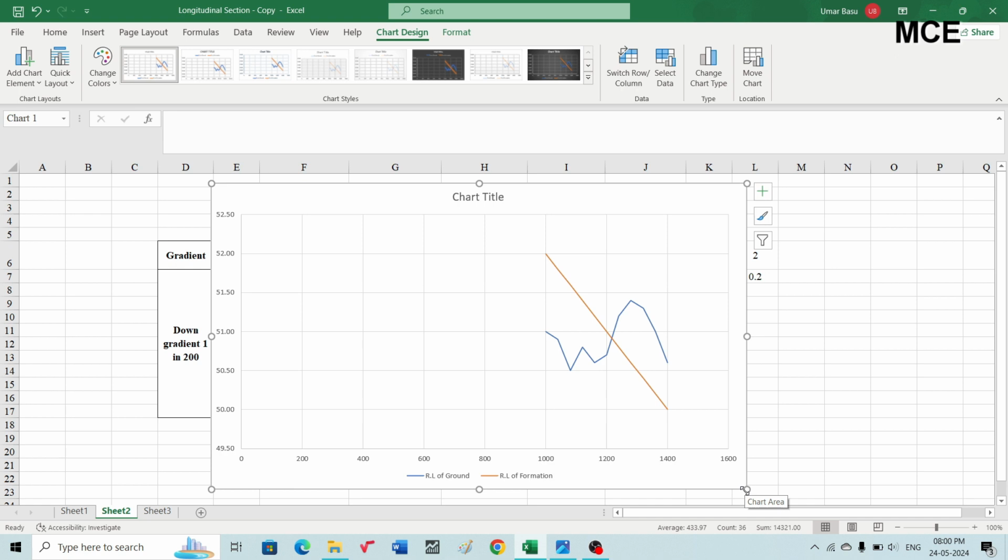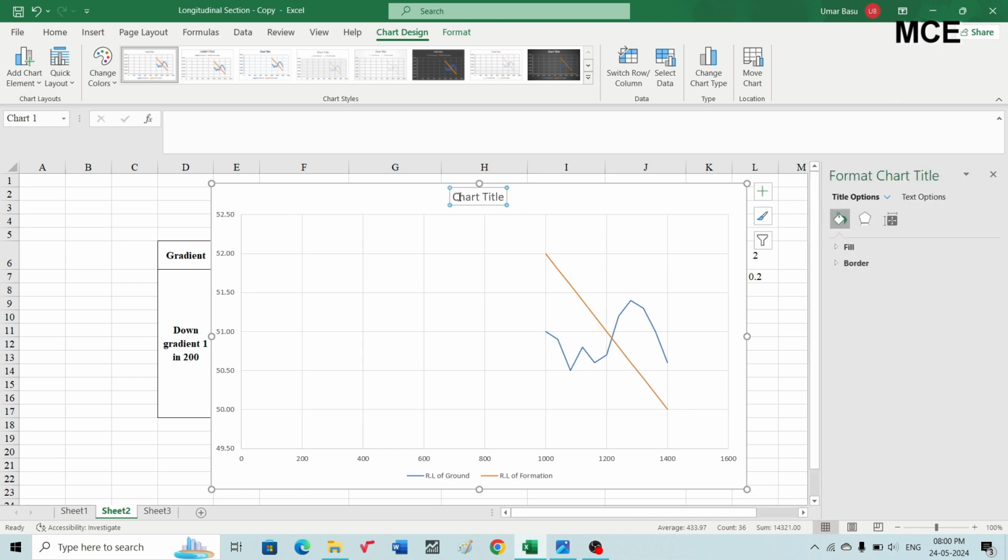We will make some modifications to the chart. First we will make a modification to the horizontal axis. For the chart title you will write: reduced levels of existing ground and proposed road.